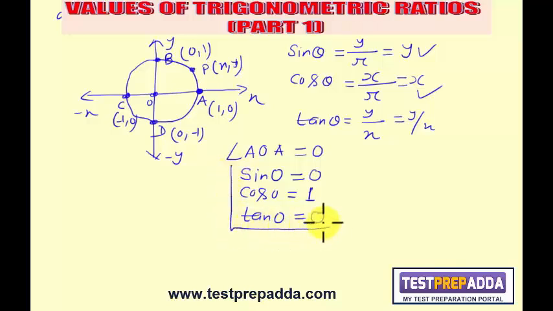So with the help of the circle of unit radius, we got sine 0, cos 0 and tan 0. Now look at this angle.